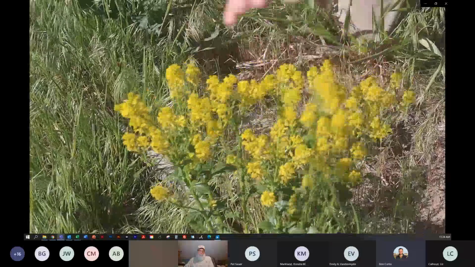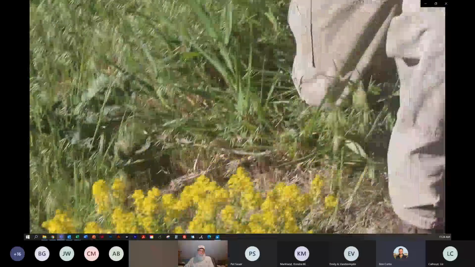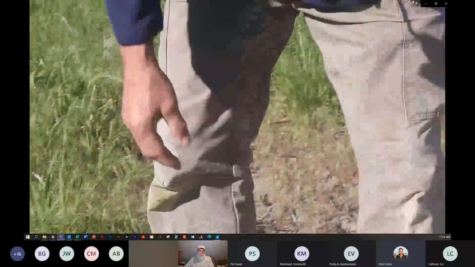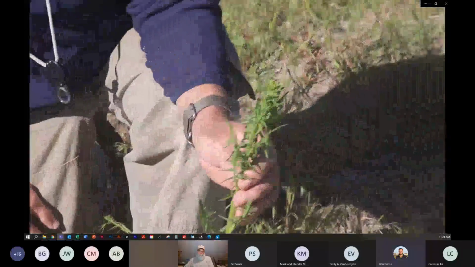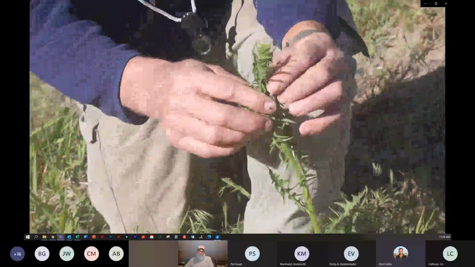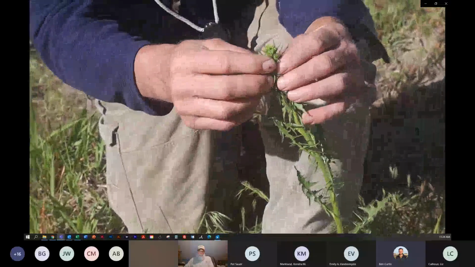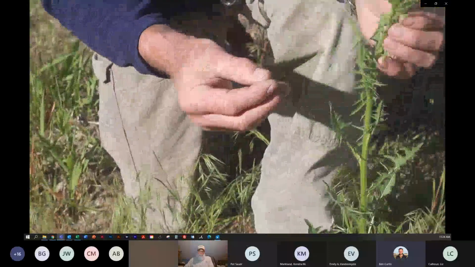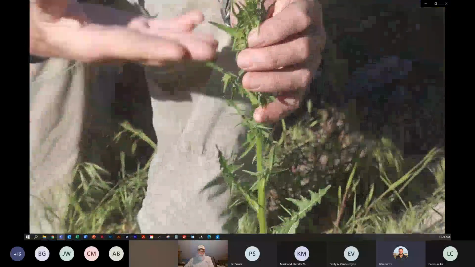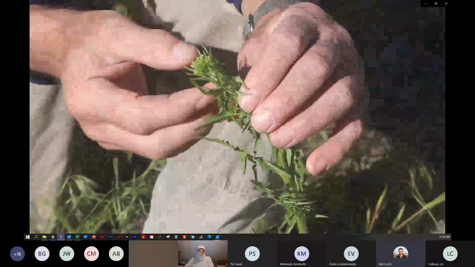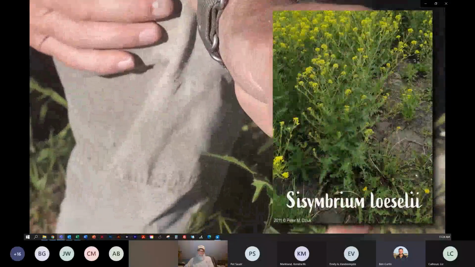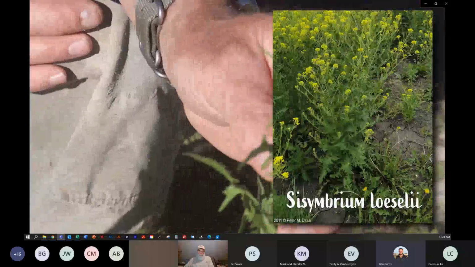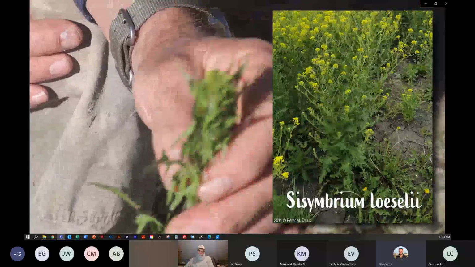Many of the mustards, and we have another mustard right here, just a little ways away. This one here is a species of tumble mustard, Sisymbrium. There are a few that are in flower, and they have yellow flowers as well. And based on the flowers I've seen on some other plants, which we don't have right here, it looks like this is Sisymbrium loeselii, a pretty common species of tumble mustard.